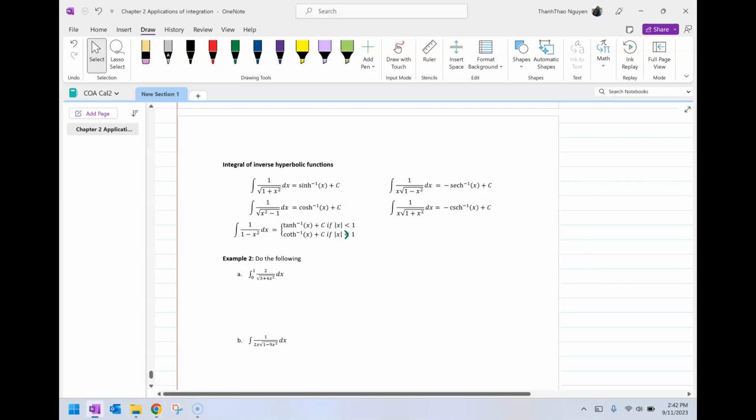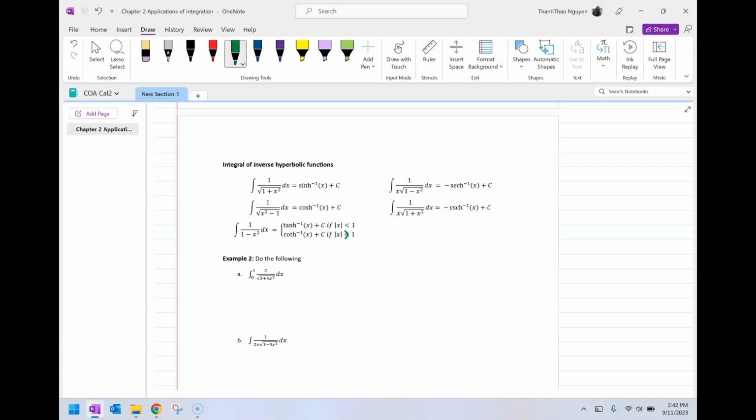Let's do the following. We want to find the integral from 0 to 1 of 2 over the square root of 3 plus 4x squared dx. Now compared to our formula, we have 1 plus x squared. We don't have 3 plus 4x squared. So here we have to do a little u substitution. Before we do that, we also need to do a little factoring. We need to clean this up a little bit.